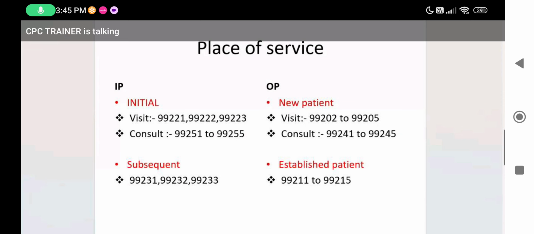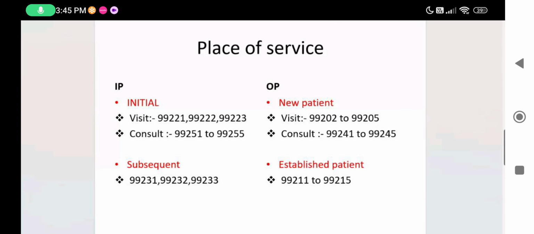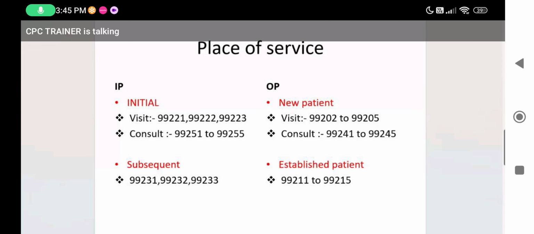So these are all the E/M codes. Whenever you have a new patient, if the patient is new or initial, in your CPT book two different sets of codes will come. One is the visit, another one is the consult. You guys clear?